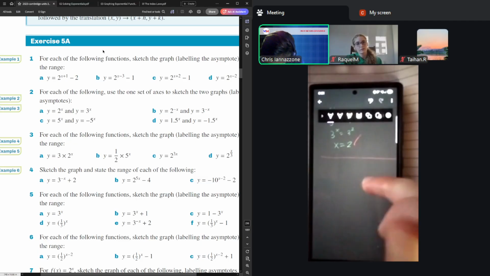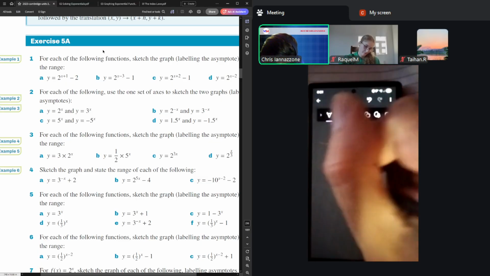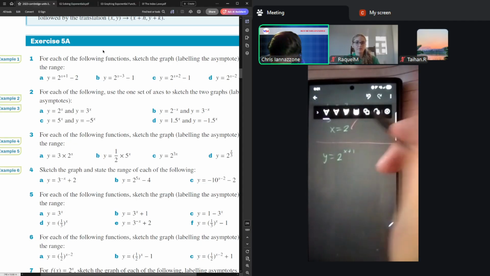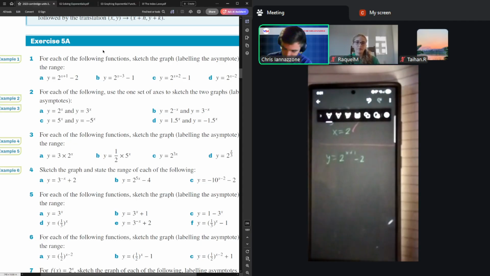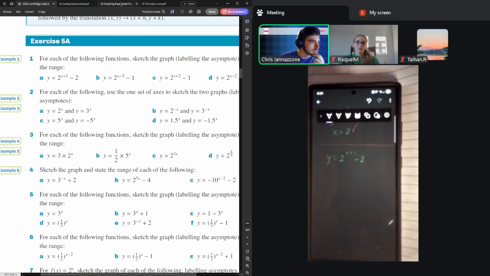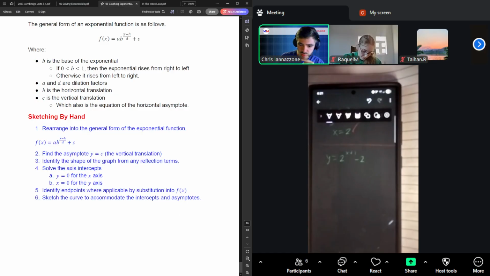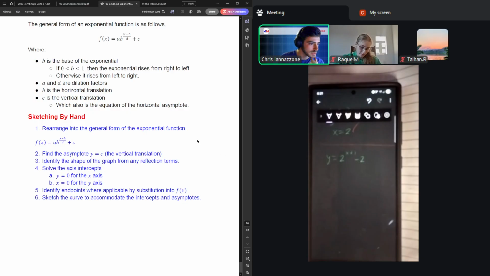So let's give that one a shot. Y equals 2 to the power of x plus 1 minus 2. Yep, that one's written down. On the screen share, I'll have the procedure up, and you also have the PDF if you want to pull up your own copy of that as well.